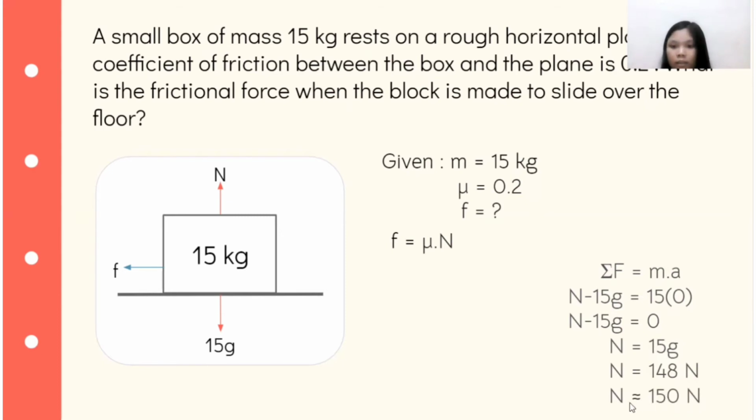And this is the final answer for N. Then we substitute the 150 into the formula. F equals mu, 0.2, times N, which is 150. So now we get F equals 30 Newton. And this is the final answer for the frictional force.